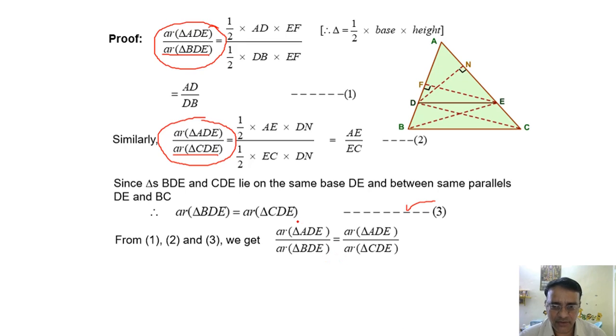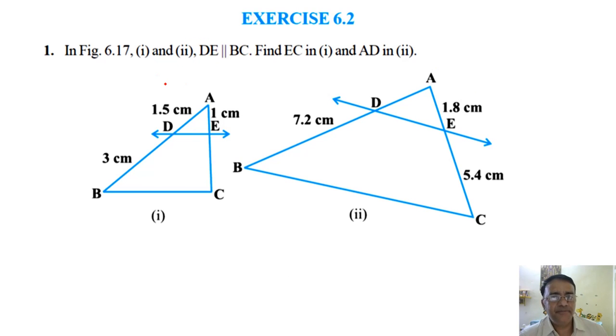Okay, and we are going to write for this AD upon DB and for this AE upon EC. Hence proved. Any doubt in this theorem? No, sir. Okay, so now we'll move towards one question. Exercise 6.2. The exercise 6.2 is completely based on the basic proportionality theorem and the converse of basic proportionality theorem.